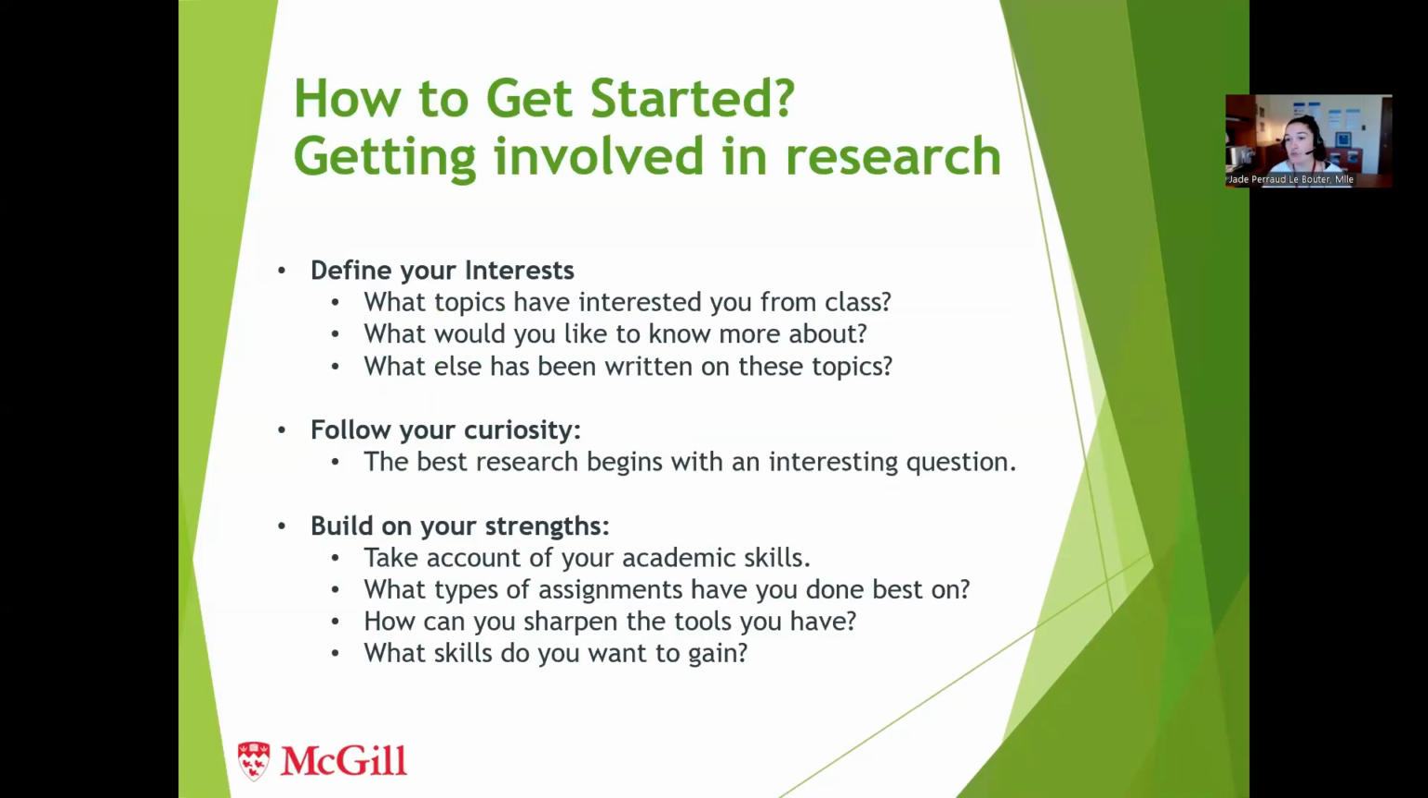So if you don't know where to get started, how to get involved in research, you can first define your interest. What kind of topics have you been interested in class? Looking back on the classes, what interests have you had? Which classes did you do well in? What would you like to know more about? It doesn't necessarily have to be only professors that you've taken a class with, but if there's a topic that you're very interested in and would like to approach another professor, that's always an opportunity as well.